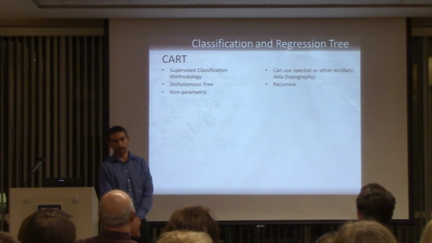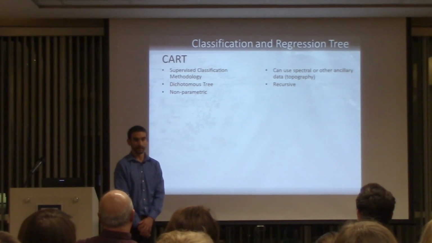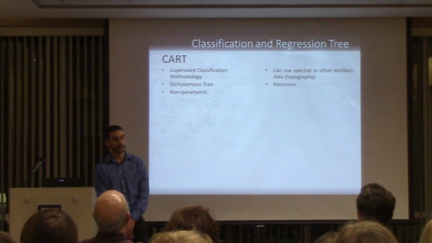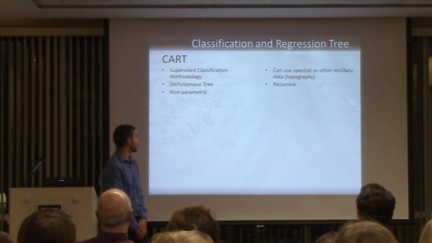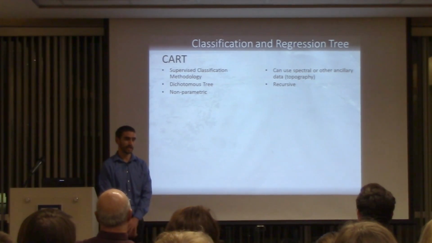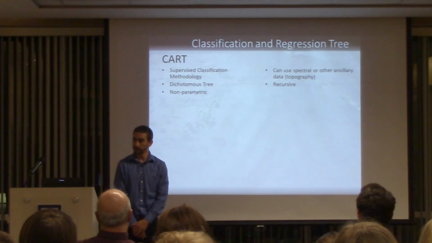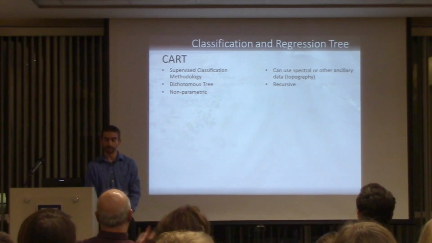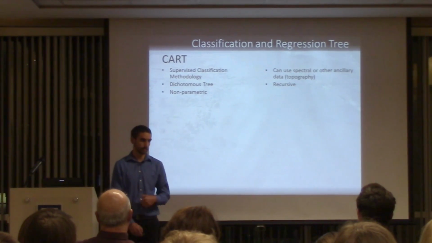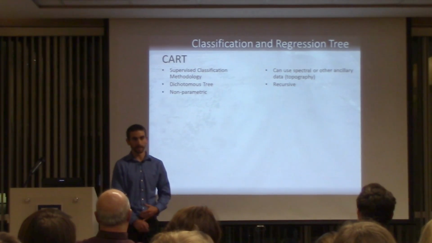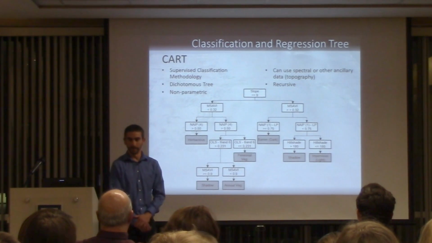The classification method I used is called a CART model, which is classification and regression tree. It is a supervised classification technique, so you identify classes beforehand. It's a dichotomous tree approach. It's non-parametric, meaning it makes no assumptions. It can use other data besides spectral, and it's recursive. It looks kind of like this.